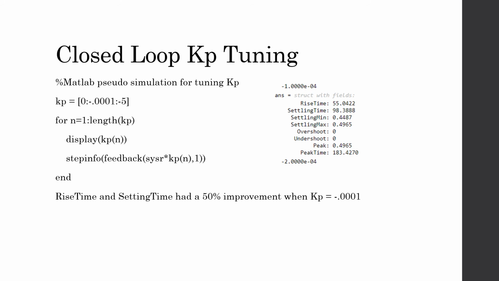Kp was found by setting kp equal to a range of values that it could possibly be and then looping through them, calculating the rise time and settling time for each one of these. When the rise time and settling time were at approximately a 50% improvement, that value was chosen. That value happened to be kp is equal to negative 0.0001.